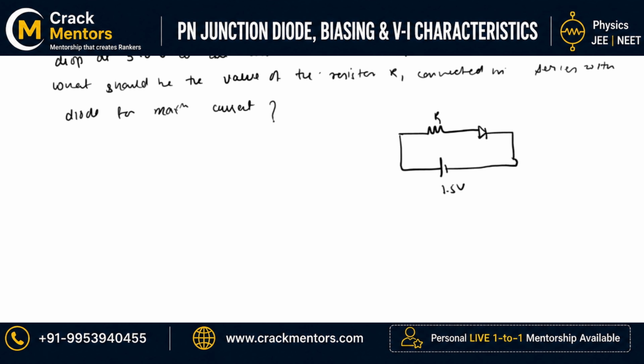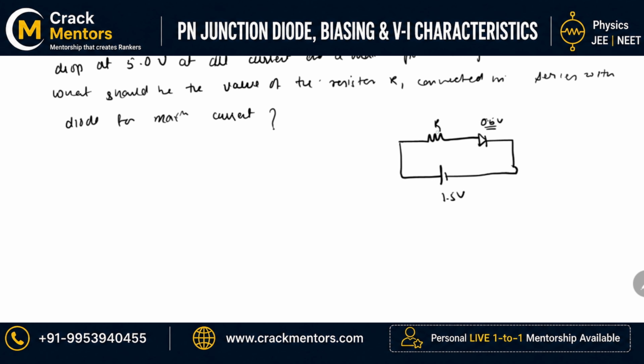So this is given to me. The voltage drop across the diode is given as 0.5 volt. You have to find what the resistance is here, so that the maximum amount of current can flow through this. You need to understand it very clearly. What is given here is that 1.5 volt is placed here, and this is not 5.0, this is 0.5.